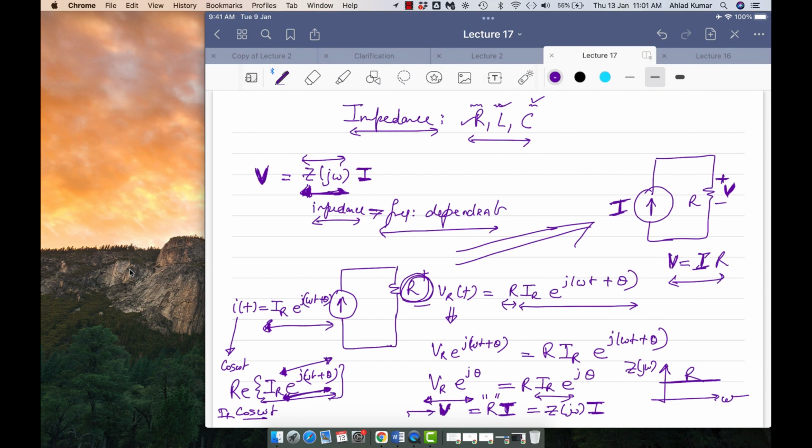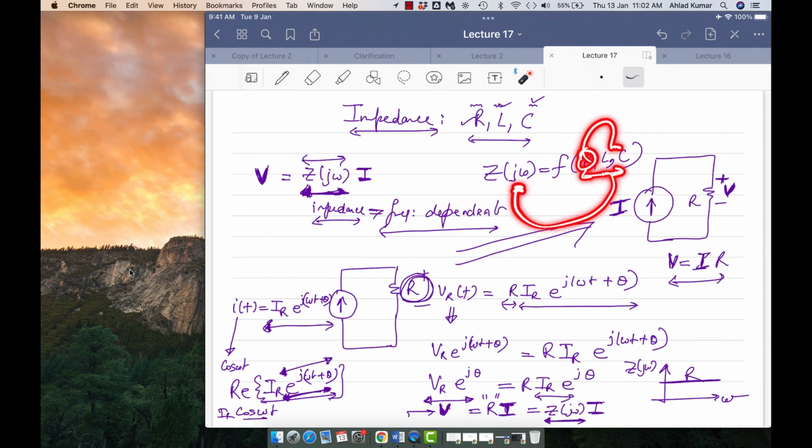Impedance, where is it? This is a general representation, right? It is a general representation Z(j omega), which is a function of R, L and C. So in case you do not have L and C, then this Z(j omega) is as good as the resistance that we were working with in our DC circuits. But if this resistance is combined with L and C, or L, or C, then the combination creates a frequency dependent component, which is Z(j omega). Okay? Okay sir, thank you sir.